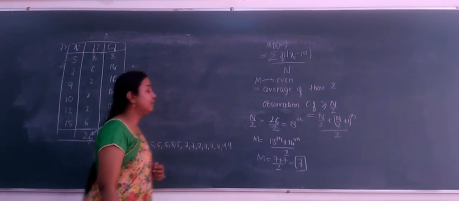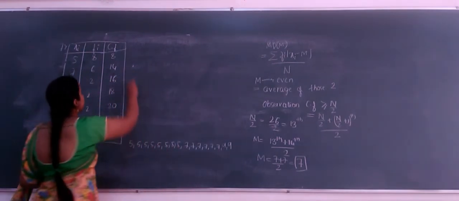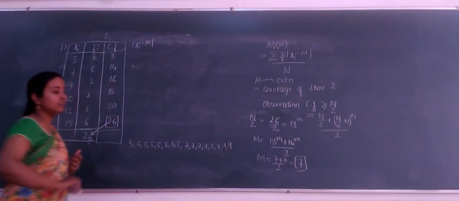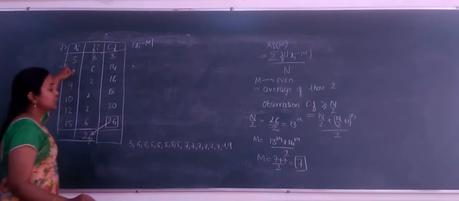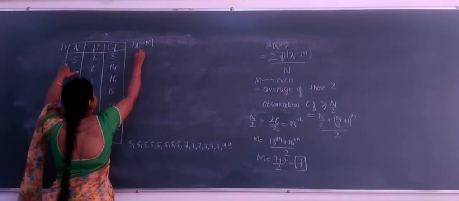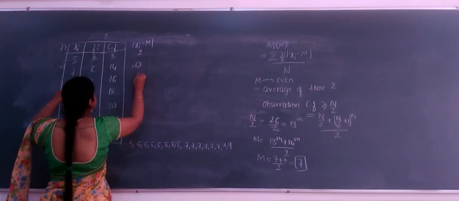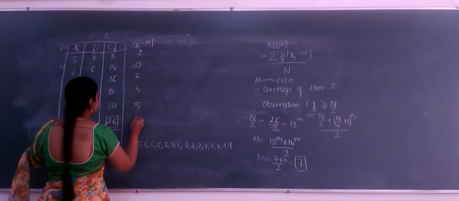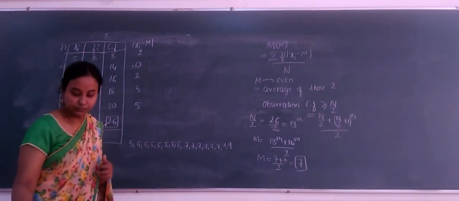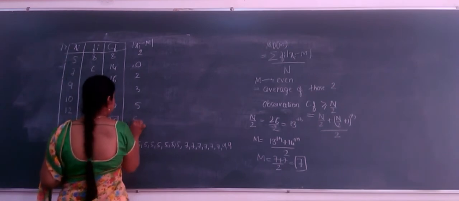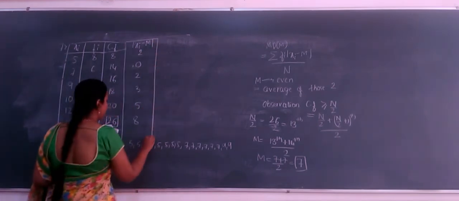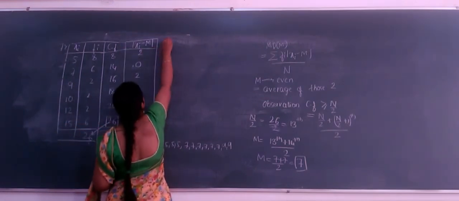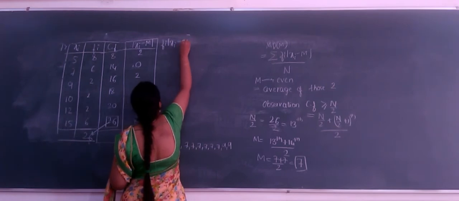After the median is obtained, what is our next thing? It is modulus of xi minus m. That is, each observation will be subtracted from median. So 5 minus 7, it will be 2. Next 0. Okay, 2, 3. After 3, 5. After 5, 8. Okay, so this is modulus of xi minus m. Next, fi into modulus of xi minus m.